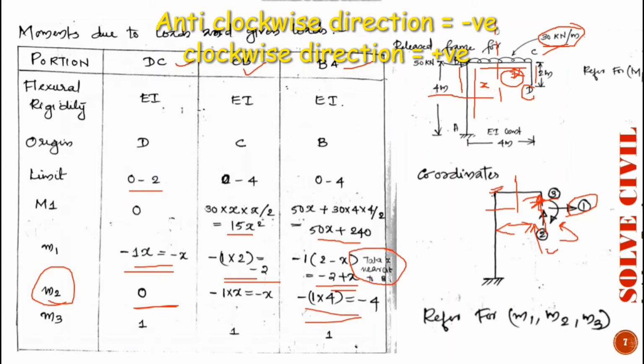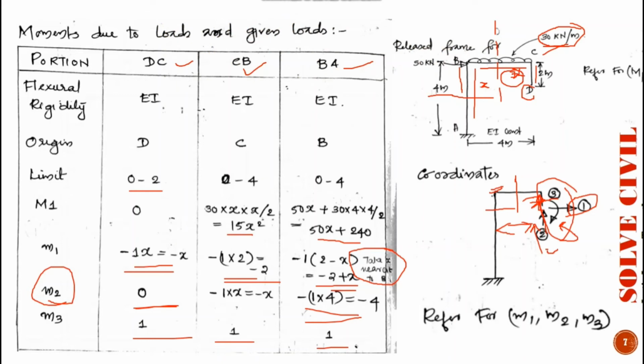For M3, that is M3 is a moment. It will be same throughout for all these portions. So it will be 1, 1, 1. The table is completed.